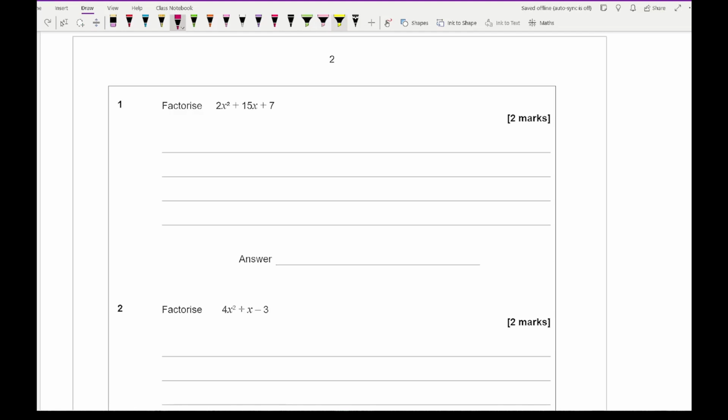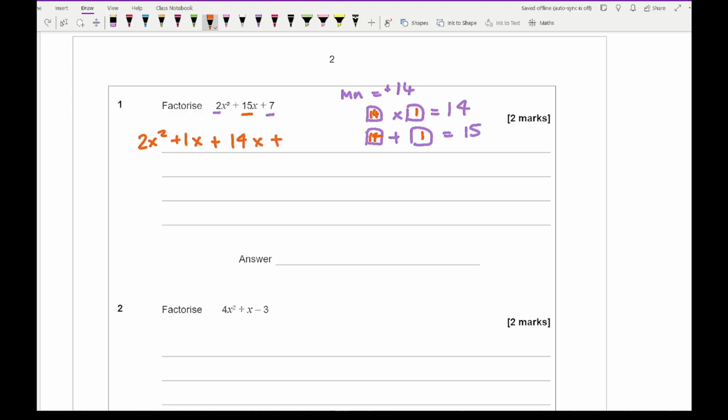So in terms of using the magic number method, the magic number is going to be 2 times positive 7, which is 14. So I'm looking for 2 numbers that multiply together to give positive 14, and added together give us our B value, which is 15. So here my 2 numbers are going to be 14 and 1. Swapping the 15x with 14x and 1x, I get 2x squared plus 1x plus 14x plus 7.